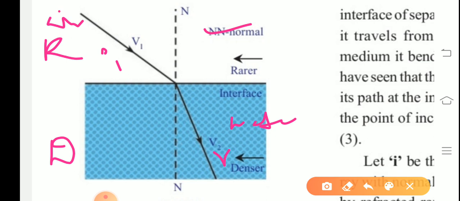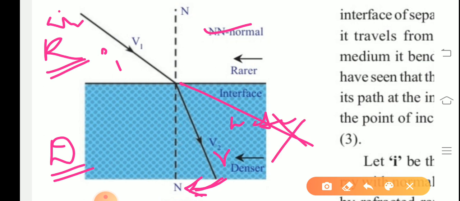When a light ray enters into the denser medium from rarer medium, it bends towards the normal. Understand? When light ray coming from rarer medium enters into the denser medium, it should bend towards the normal, not away from the normal, not like this. This is wrong. It bends towards the normal.